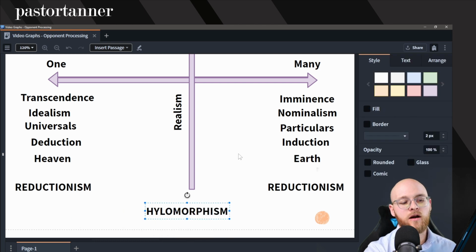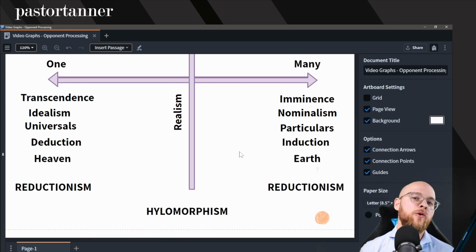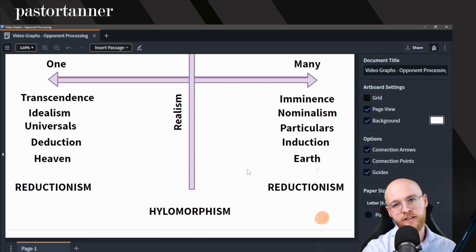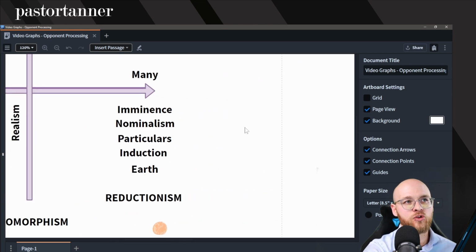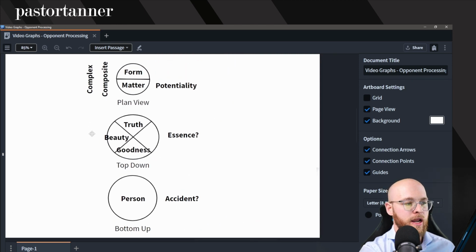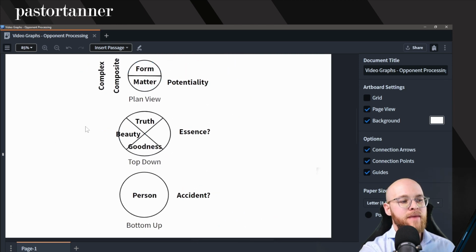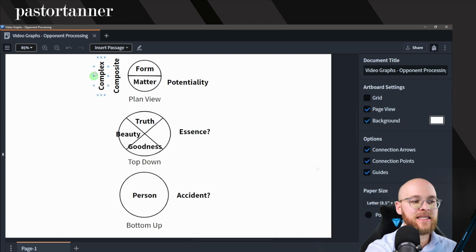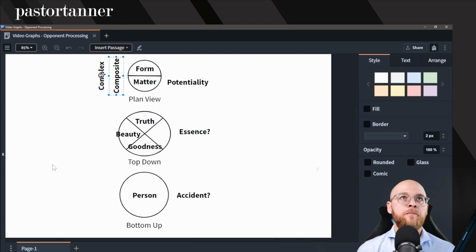I recently had a conversation with a friend of mine, Father Hugh, and I'll put the link to our conversation down in the description below. And he taught me about a concept called hylomorphism. Hylomorphism says the one and the many are united. Okay, the forms and the particulars work together in a seamless way. If I can give an example of it, this is the best way I can try to illustrate it. Okay, form and matter come together in a single complex or composite. The particulars have the form built into them.